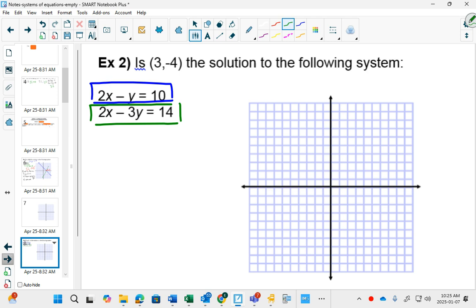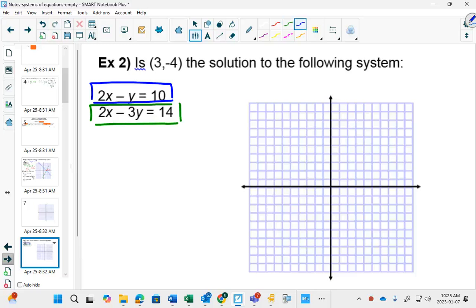Color coding is nice because then after you've done your work, when you look at your graph, you're kind of reminded, oh yeah, all of my blue work goes with my blue graph, all of my green work goes with my green graph. It can kind of help you study when you look at it later.